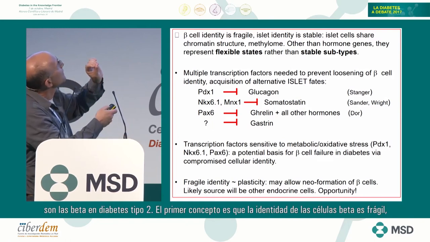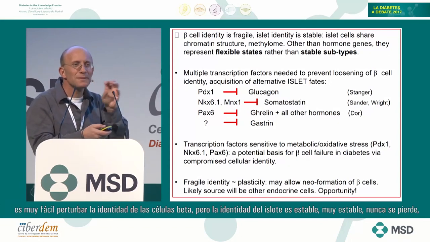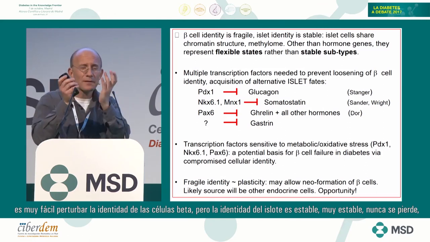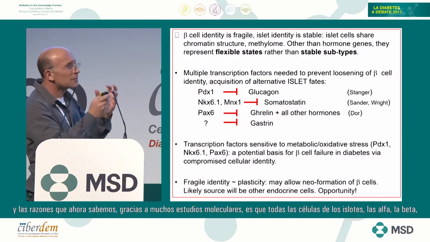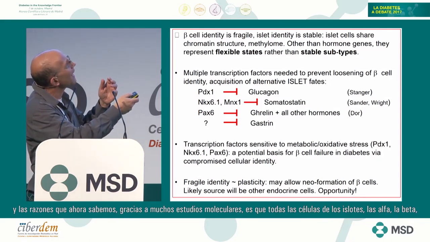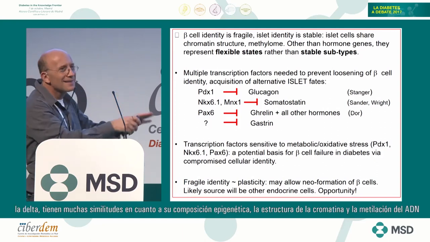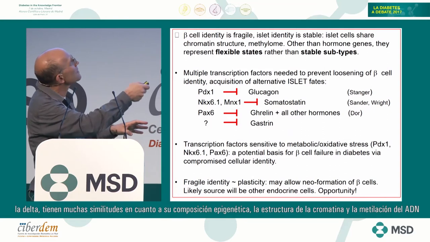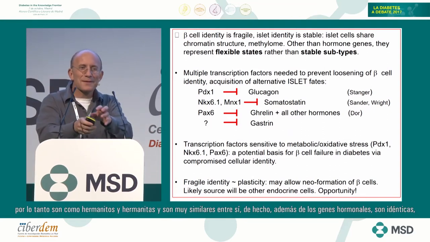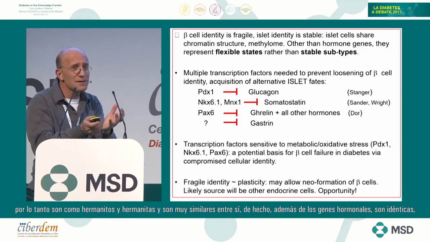So the first concept is that beta cell identity is fragile, right? It's very easy to disrupt the identity of the beta cell, but the islet identity is stable. You'll never lose that, right? And the reason is that we now know from lots of extensive molecular studies that all islet cells, alpha cells, beta cells, delta cells, share extreme similarity in epigenetic makeup, chromatin structure, DNA methylation. So they're really brothers and sisters, and they're very similar to each other. Actually, besides the hormone genes, they're almost identical.